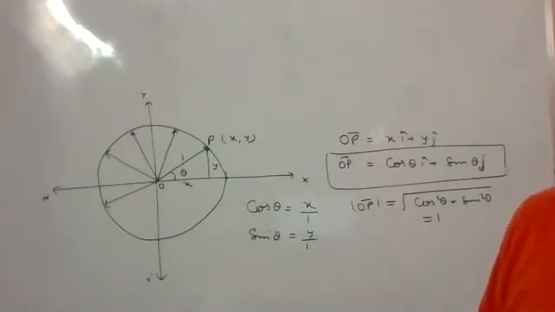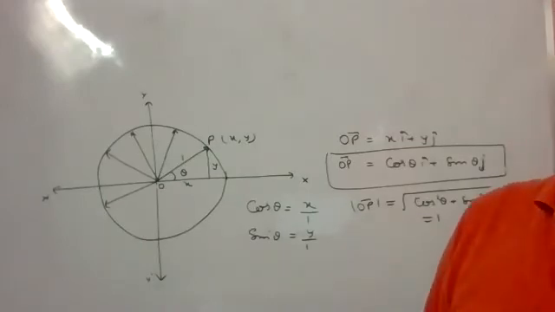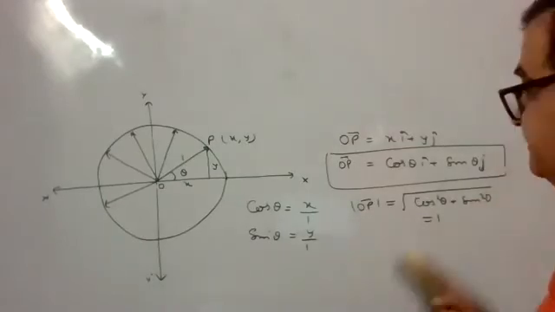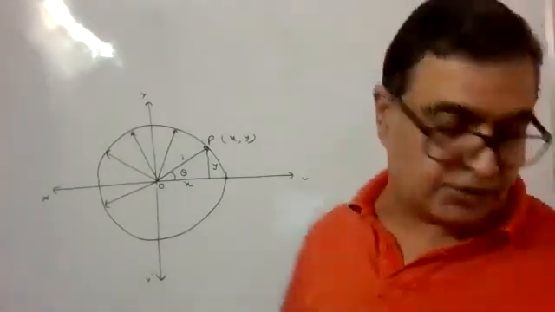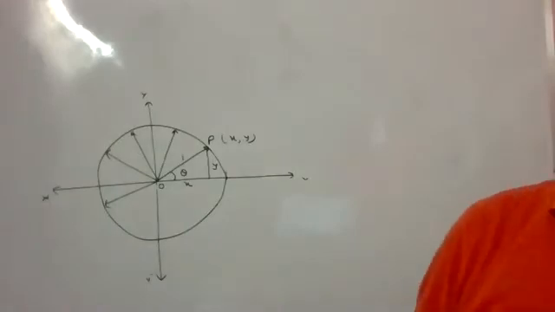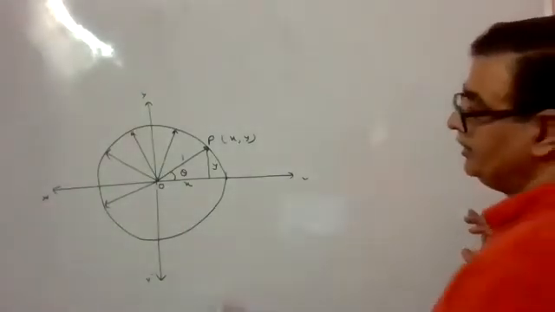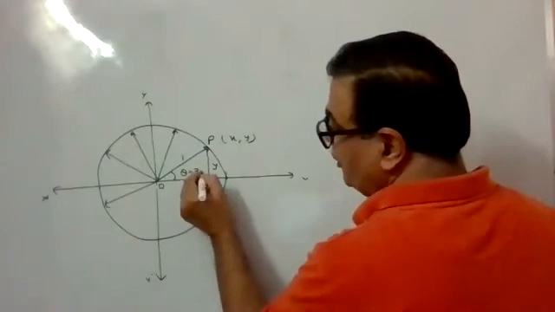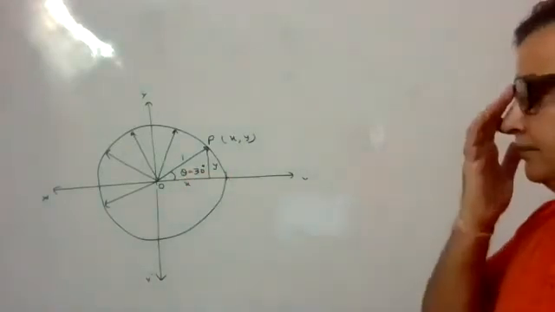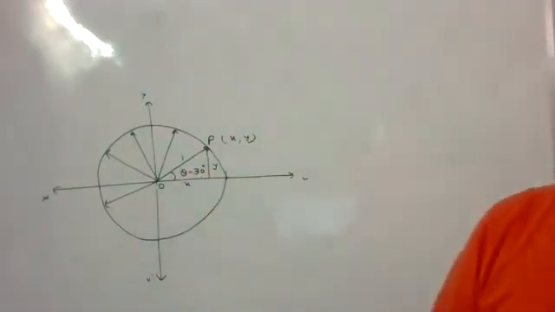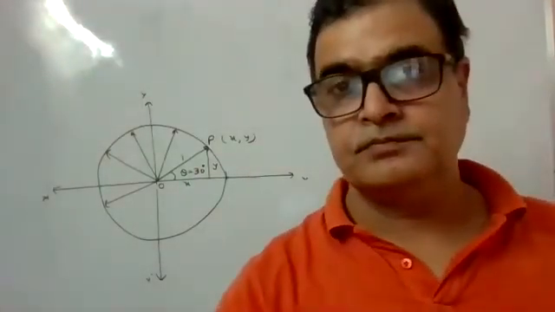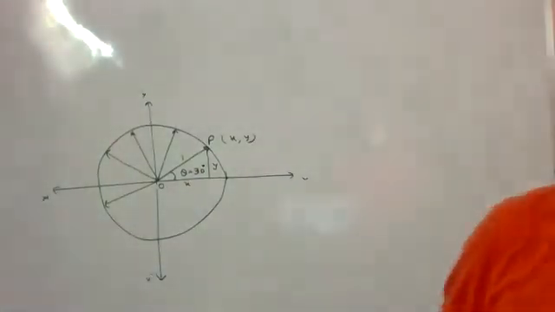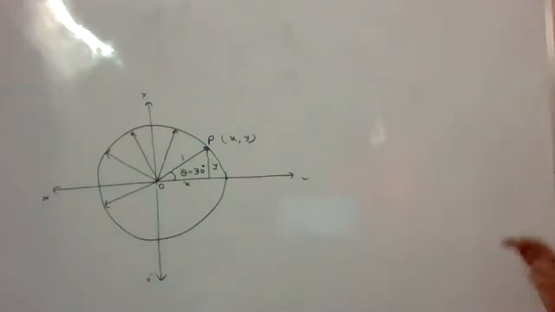Next question. Write down a unit vector in xy plane making an angle 30 degree with the positive direction of x-axis. I think you can do this easily.